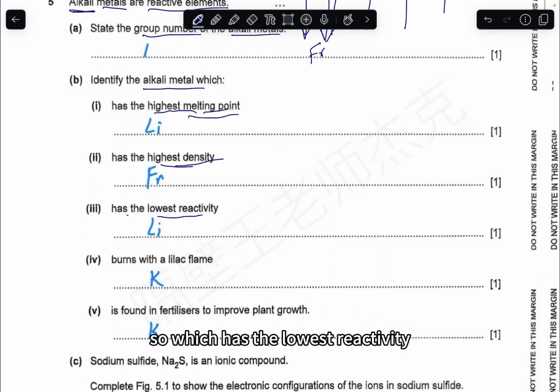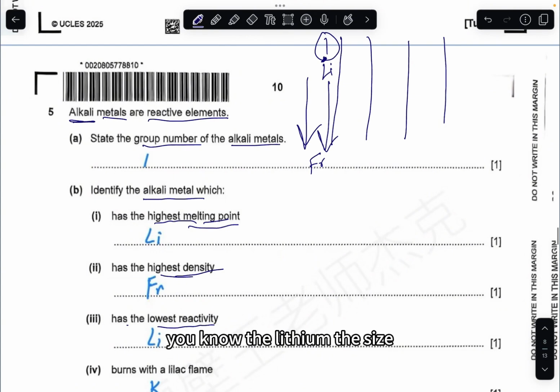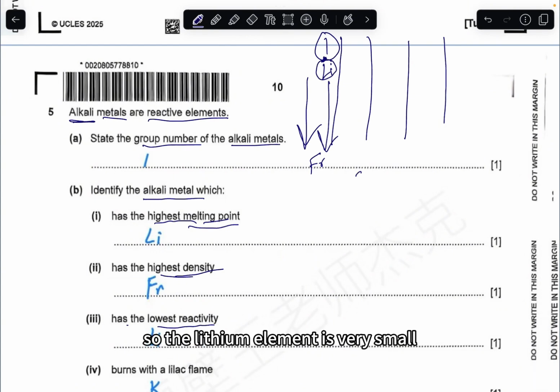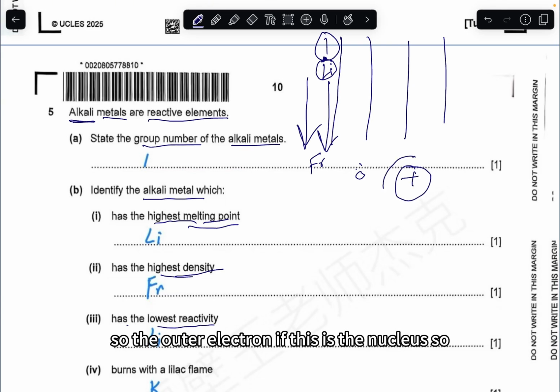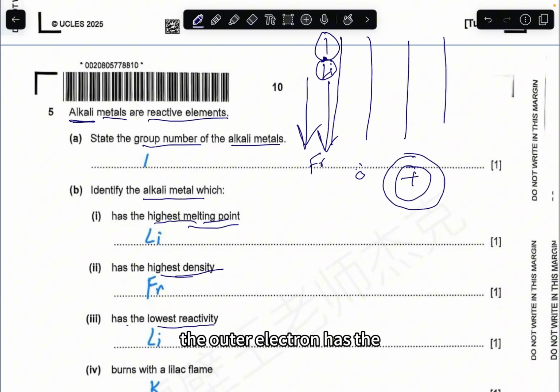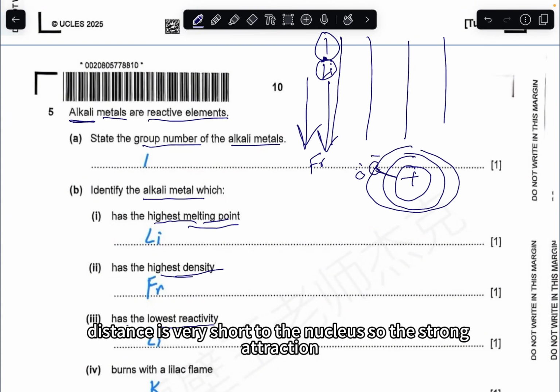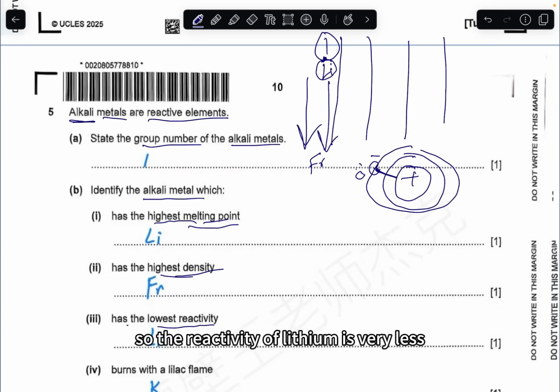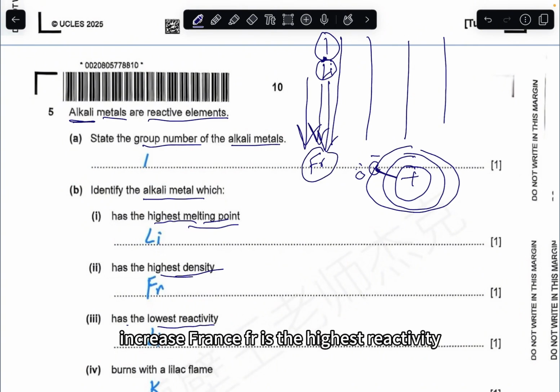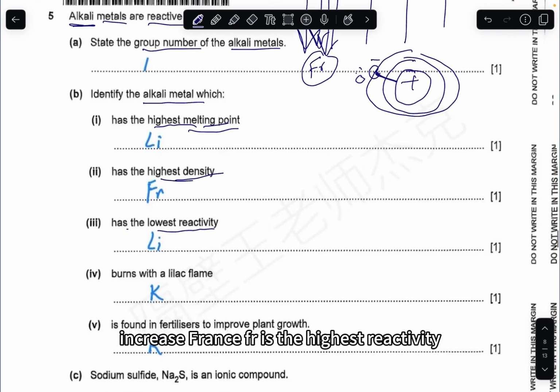Which has the lowest reactivity? You know the lithium element is very small. If this is the nucleus, the outer electron has a very short distance to the nucleus, so there is a strong attraction. So the reactivity of lithium is very low. As we move down, the reactivity increases. Fr has the highest reactivity.